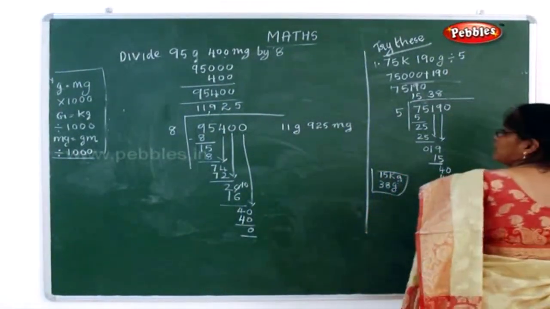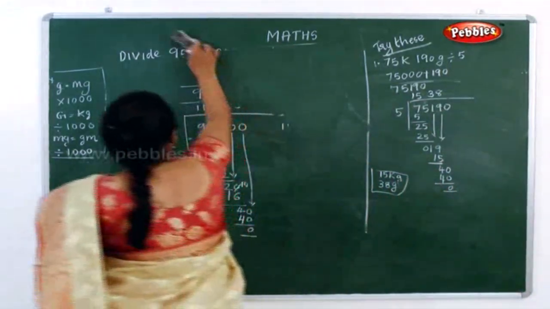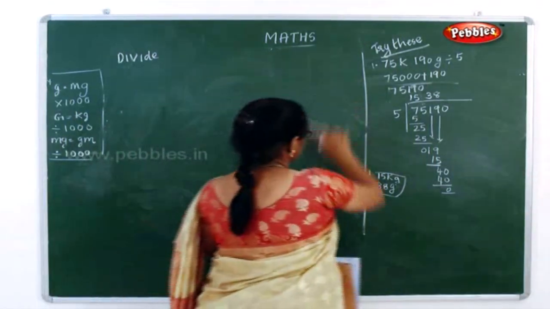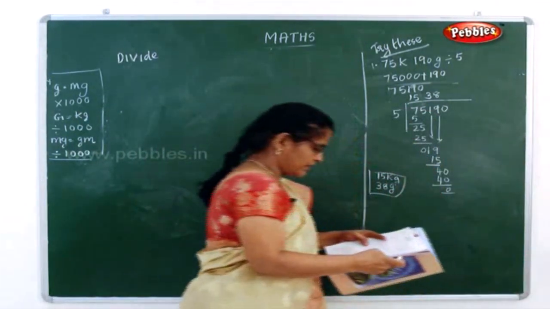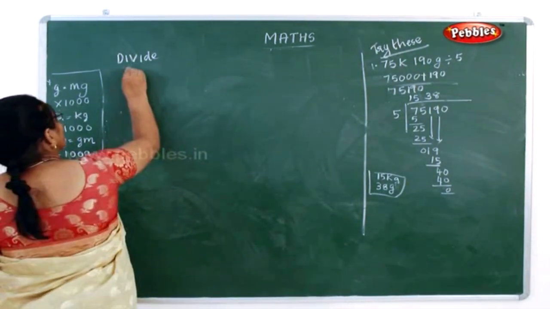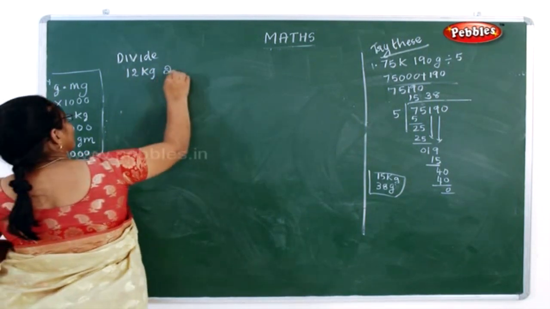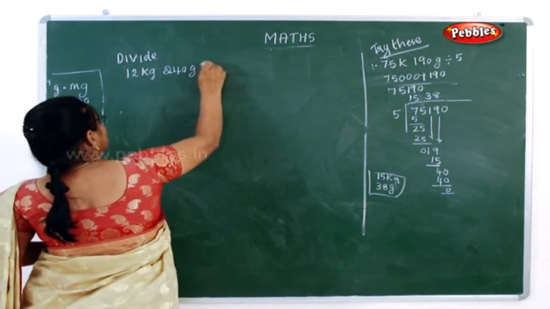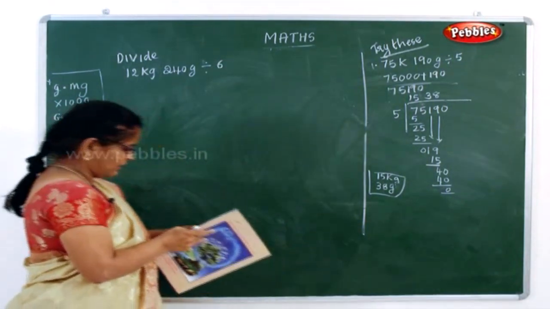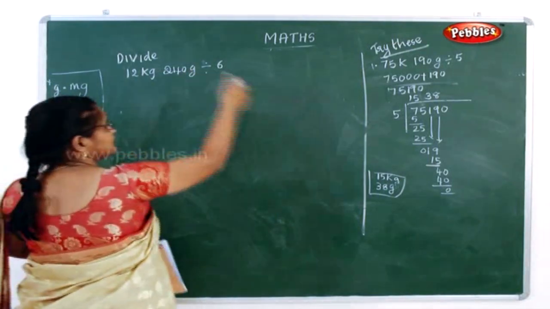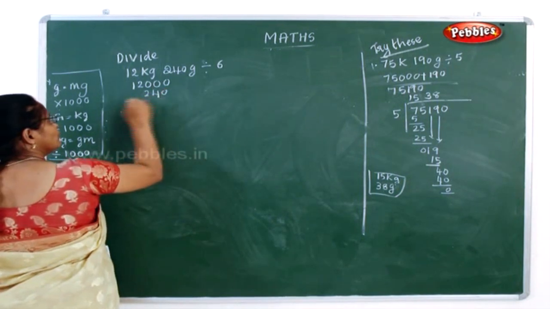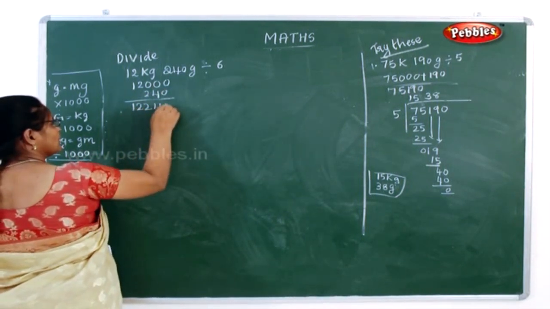Now next sum, what they have given in your try this. Next sum is 12 kg 240 gram divided by 6. Am I right? Divided by 6. Now in the same manner, what you have to do? You have to convert this into gram. So 12,000 plus 240, you get 12,240.